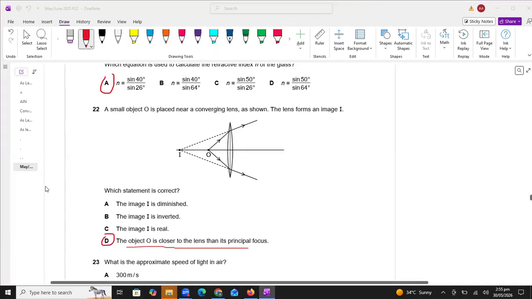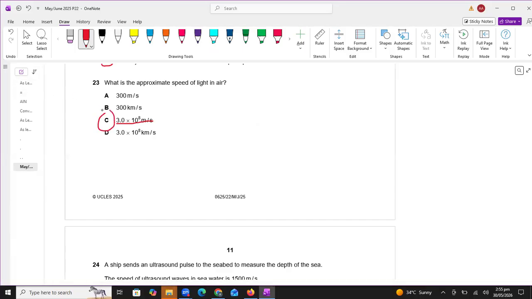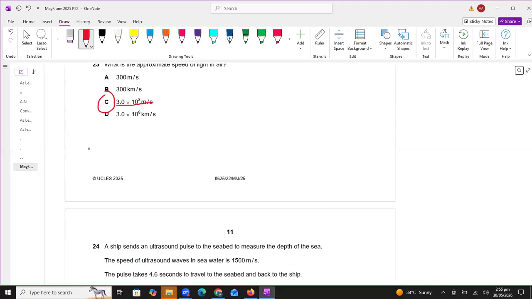Now, let's move towards the next question. Question number 20. What is the approximate speed of light in air? It's very easy, students, the speed of light in air is 3 into 10 raised to power 8 meter per second. So it means C is the correct answer. This question is very easy.